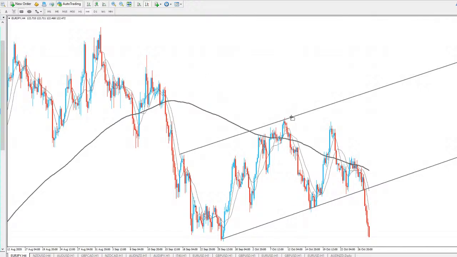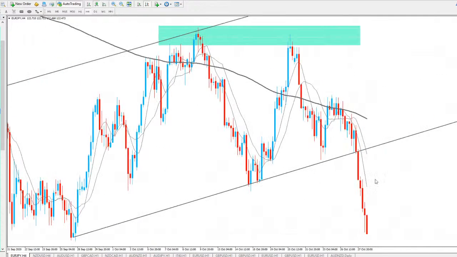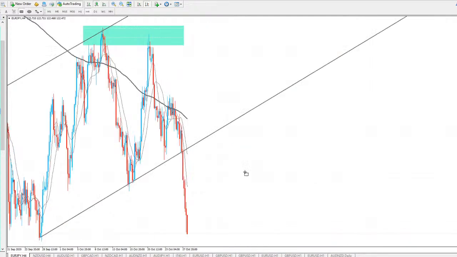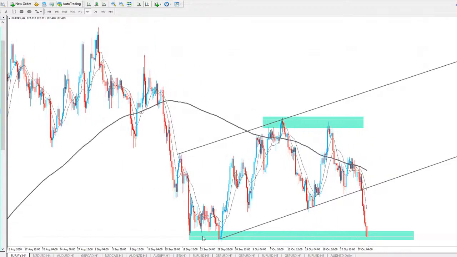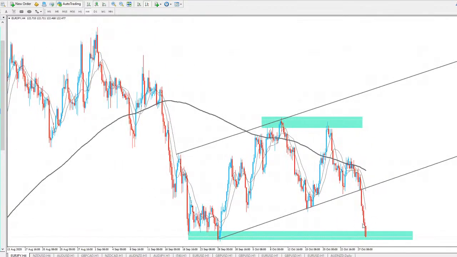We came up to test previous resistance around there. We got some price action and price went to the downside. As you can see, we've broken right through the bottom of that channel, looking bearish, and essentially come back to test the lows of the 4H all along here.